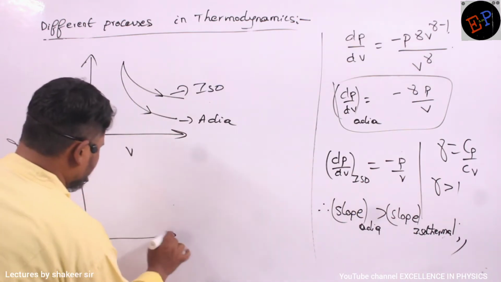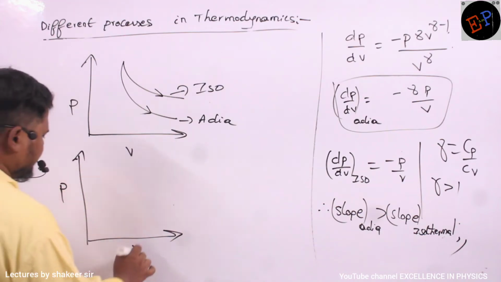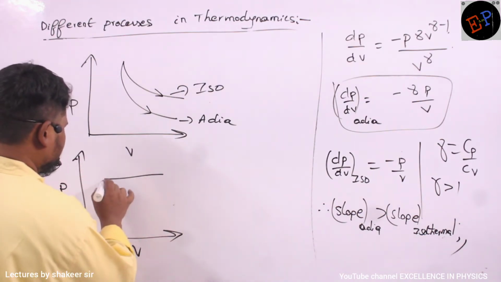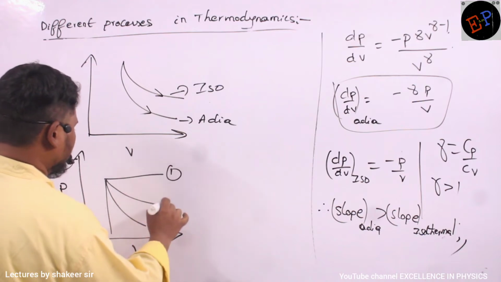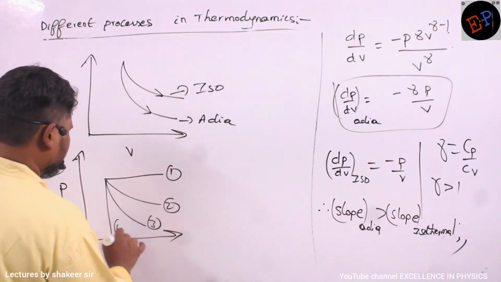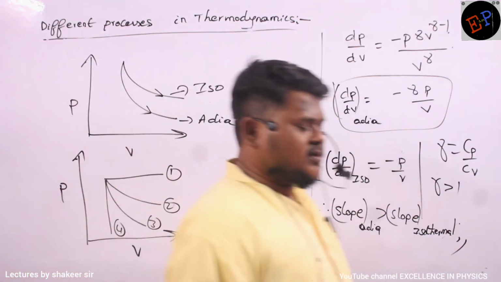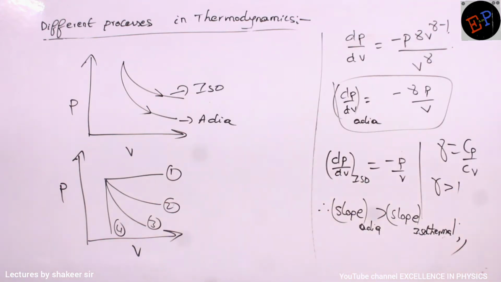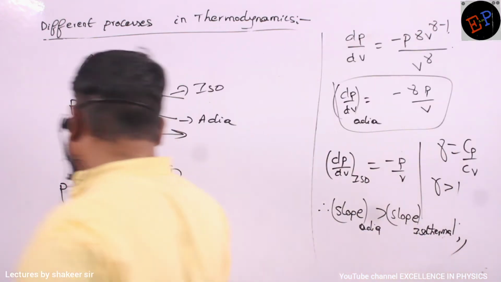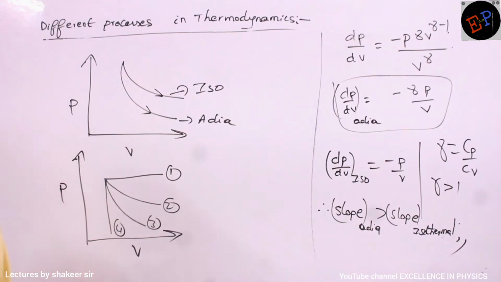So for example, if I draw 4 graphs, this is one graph, this is one graph, this is one graph, and this is one graph. 1, 2, 3, 4. Now can you say which is isothermal, which is adiabatic, which is isochoric, and which is isobaric? The fourth one is adiabatic.